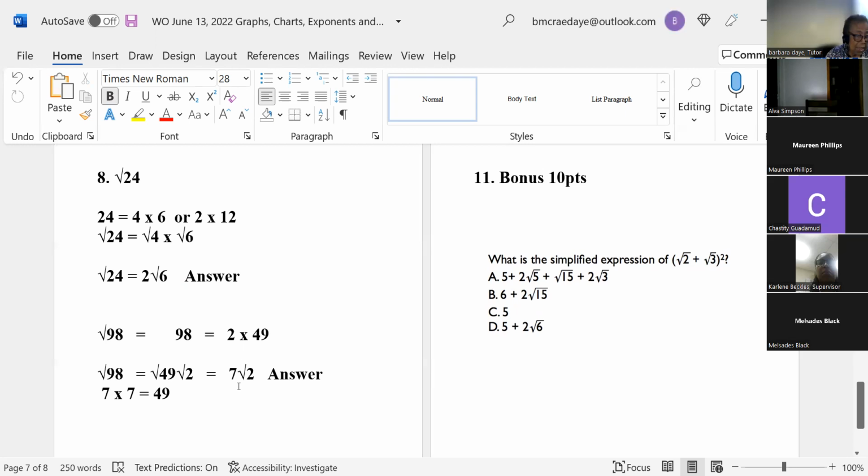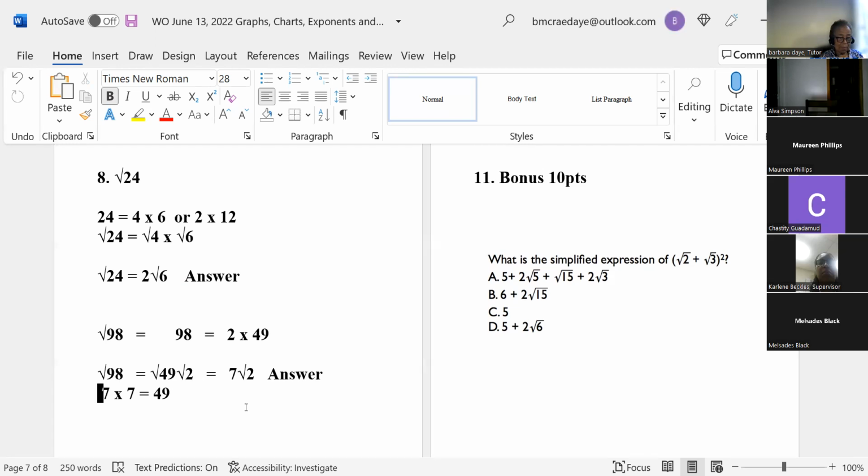Now, the only way, like here, if this was a 4, then that would be a 2, and then 7 times 2 would be 14. But see, I can't factor square root of 2 into anything. That's a prime number. Prime numbers as radicals are not factored into anything. So if it's a square root of 2, I leave it. Square root of 3, square root of 5, square root of 7, square root of 11. Got it?